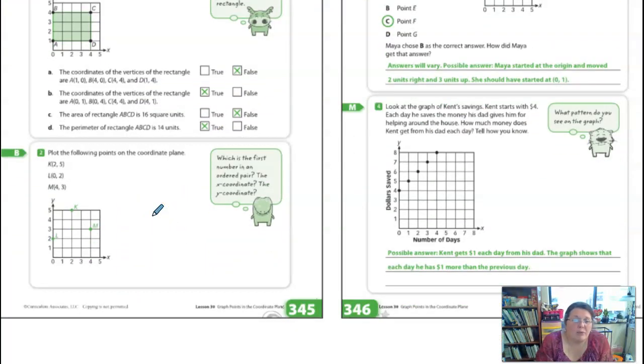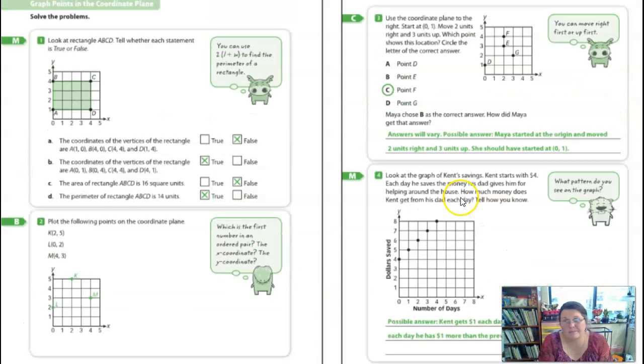It says plot the following points on the coordinate plane. K should be at 2, 5, so we start at the origin, we come over 2, we come up 5. L, we start at the origin, we go to 0, and then we're there, and then we go up to 2, so there we go. And then M is 4, 3. So we start right at the origin, we go over to 4 and up to 3. Remember to always move right before moving up. Move along the X before you move along the Y.